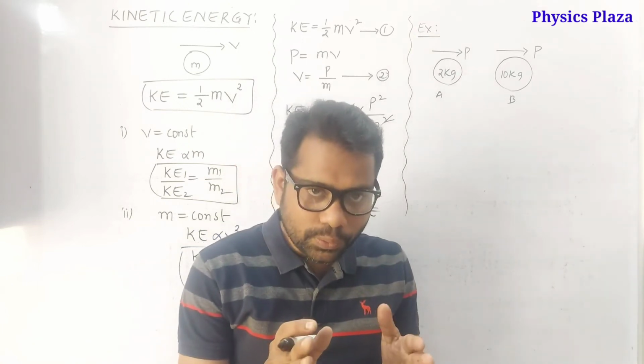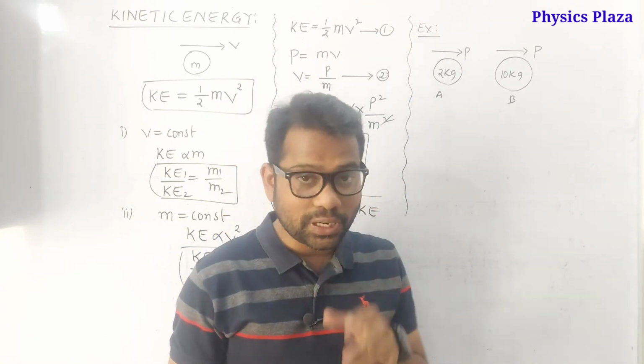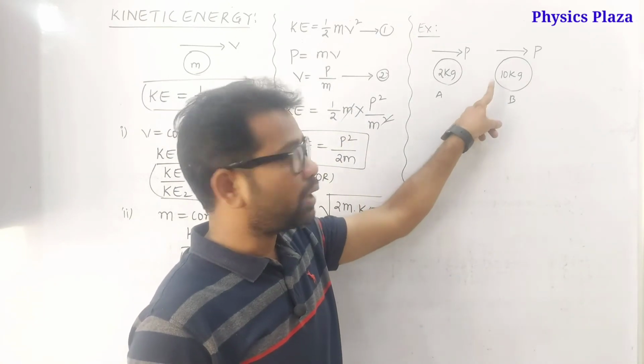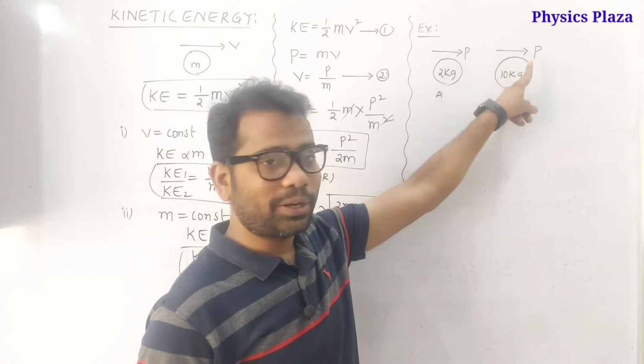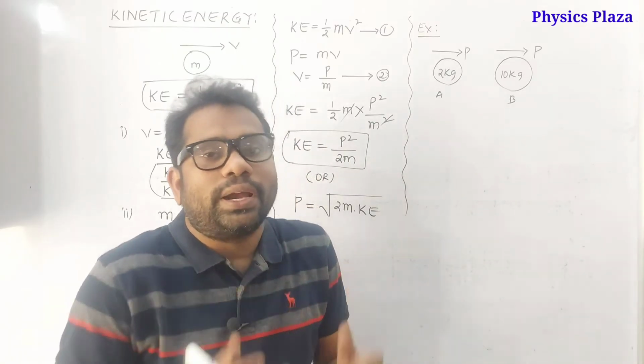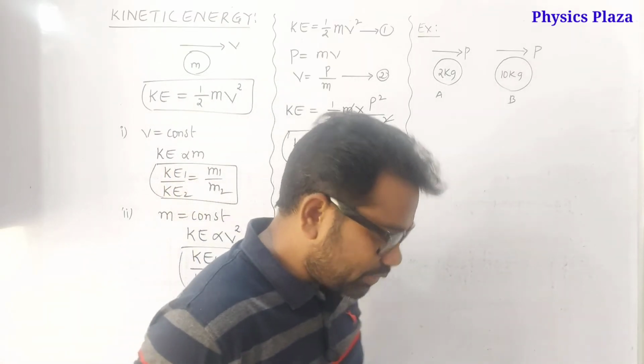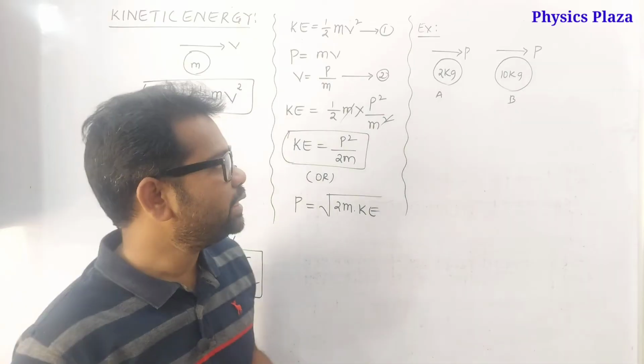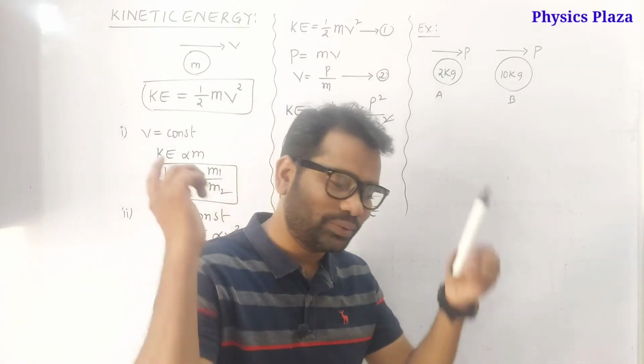Children, pause the video. Think and comment your answer. Again, I am telling you: two bodies of different masses but having the same linear momentum. Then which of the two bodies will have more kinetic energy? Come on, think. Pause the video. Think. 3, 2, 1. Go.